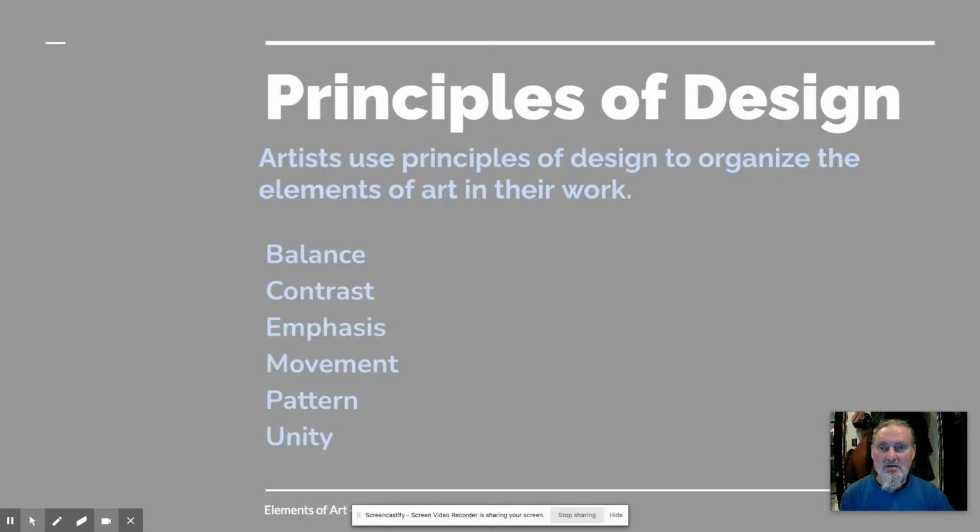And now we're going to go to the principles of design. What the principles of design are is how you use the elements of art, how you bring those together to create a composition, or basically how you organize the elements of art. And you can organize them in terms of balance, contrast, emphasis, movement, pattern, and unity. For our purposes, these six are going to be the principles of design.